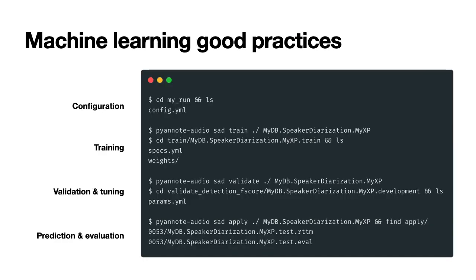Here is an example of how you would train, tune, apply, and evaluate a speech activity detector. The first step is to create the configuration file. Then, calling pyannote-audio sad train will use the training set of the requested experimental protocol to train the model. Calling pyannote-audio sad validate will both choose the best checkpoint and the best detection threshold and store it in a params.yml file based on the development set. Finally, calling pyannote-audio sad apply will apply the best model on the test set and return evaluation results. The exact same API is used for the other tasks: speaker change detection, overlap detection, and speaker embedding.